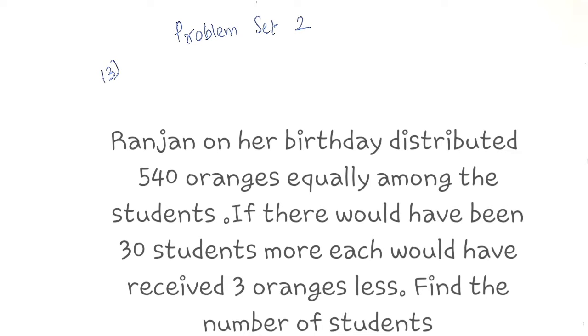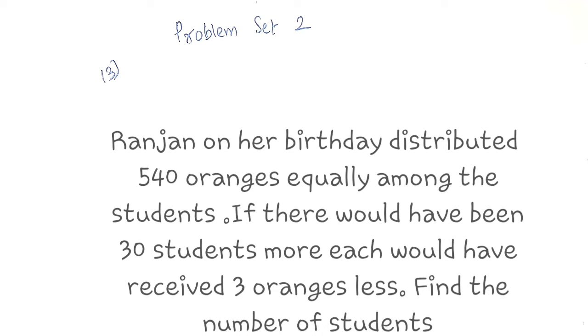Suppose there are 100 persons in your society, in your building. So suppose there are 200 oranges, so each one will get 2 oranges. Correct? Now if there would have been 120 persons, or if I say if there would have been 130 persons, naturally each person will get some oranges less.